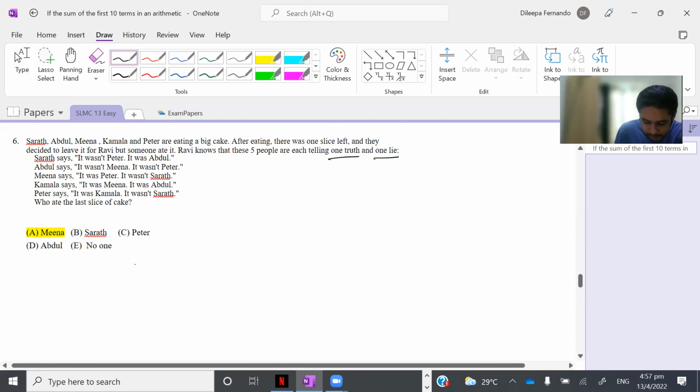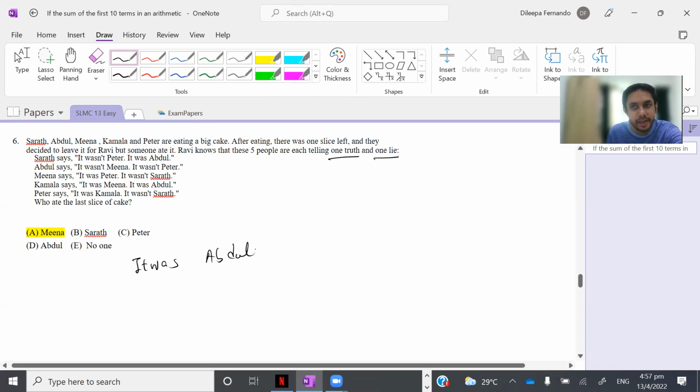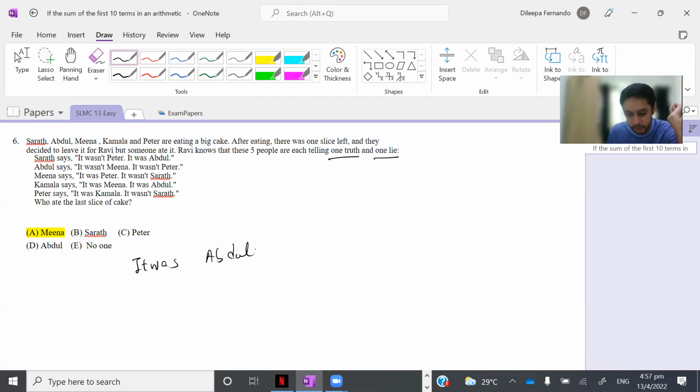Let's see if it was Abdul. So you can just start by assuming one is true, and then we have to see whether these assumptions are consistent. If they are not consistent, the assumptions are wrong. That means we have to assume the negation. So that's how we approach logic problems. But in order to make it efficient, we should know where to start.